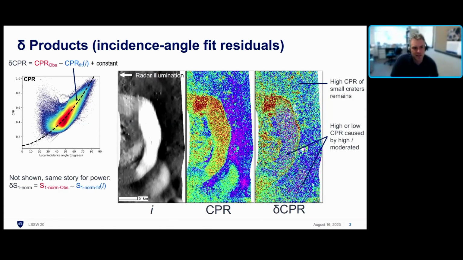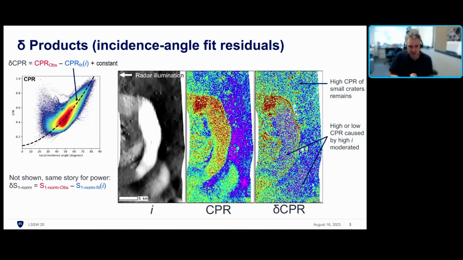It's not related to the material properties of the surface or anything to do with how the radar wave would interact with the similar material on flat ground, but it's just geometric. It's basically how the incidence angle of the radar wave is intersecting the topography. And so if you see on the left there, that rainbow cloud of points, you can take the trend for how local incidence angle relates to CPR, and if you remove that, you can get what I call the delta CPR, or the CPR that's taking into account the incidence angles. Basically, that's the residual of CPR if it was observed at a constant incidence angle. And we've done a similar thing with radar power, or S1.